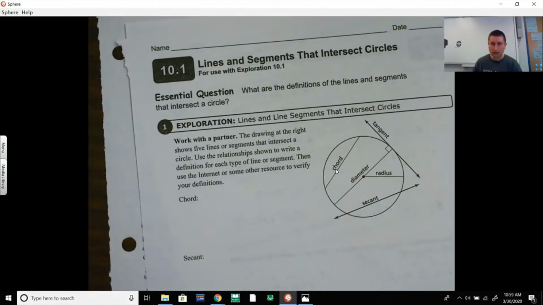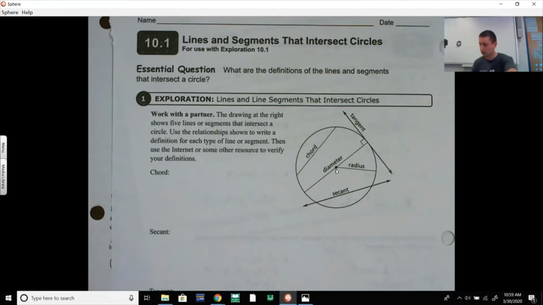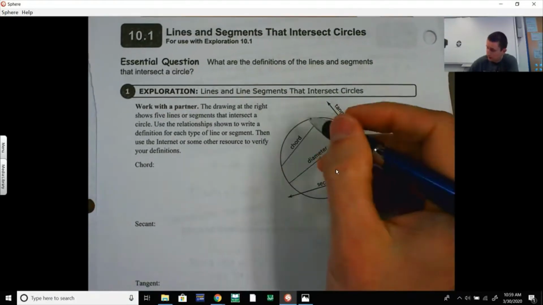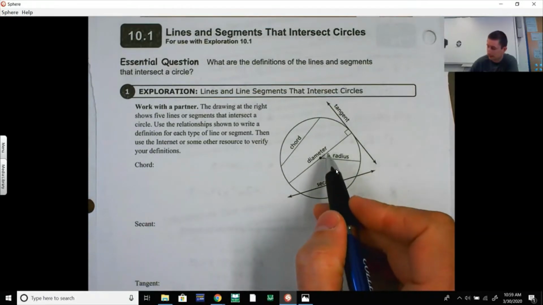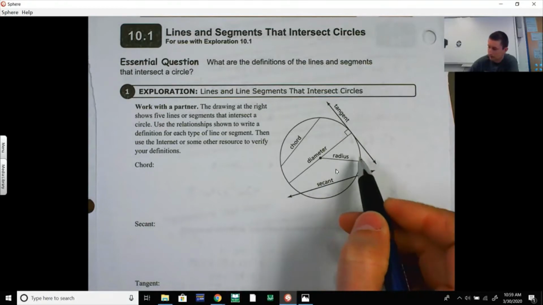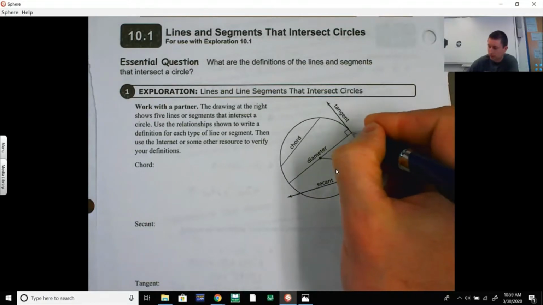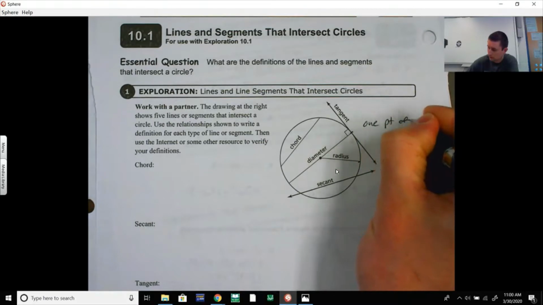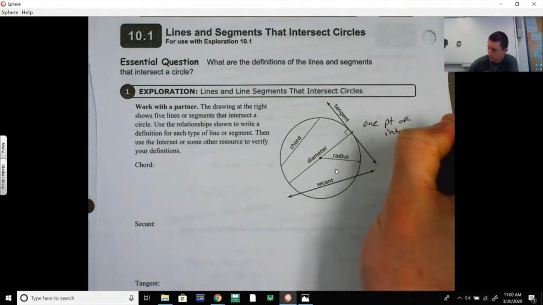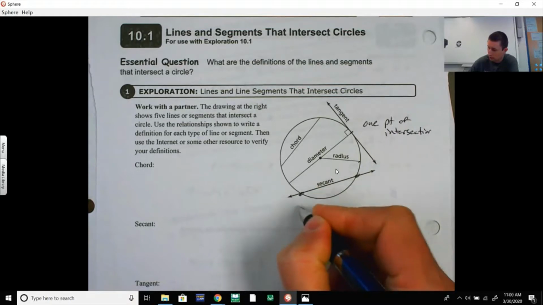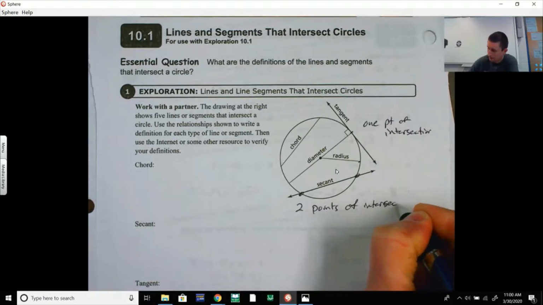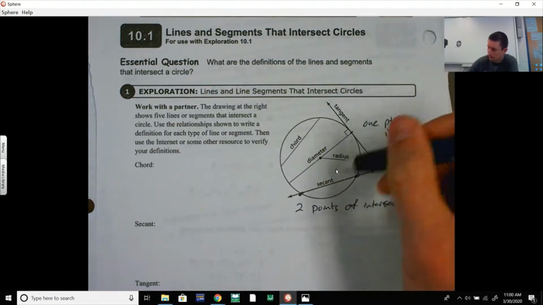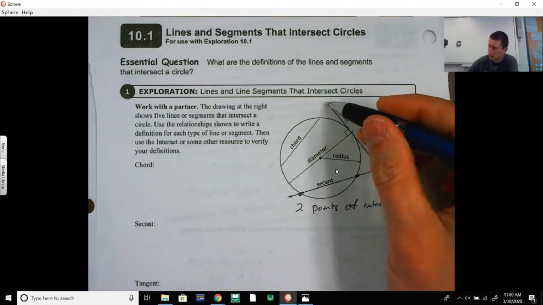Okay, so chapter 10. What are the definitions of the lines and segments that intersect a circle? These are the units that we've got to be able to recognize. Diameter, of course, goes all the way through. A radius goes from the center to a point on the circle. A tangent has one point of intersection, whereas a secant has 2 points of intersection. They're both lines. Tangent has 1 point, secants have 2 points, and those are both lines. So the arrows, they go on forever.